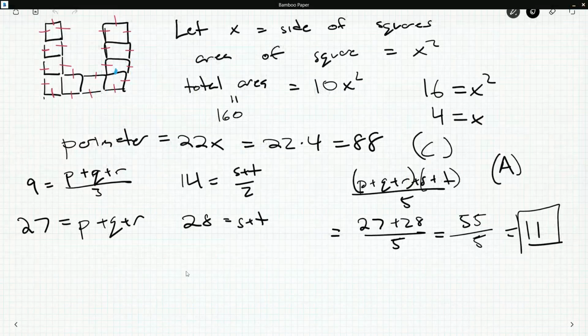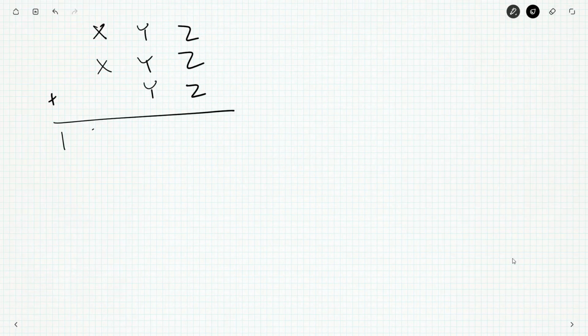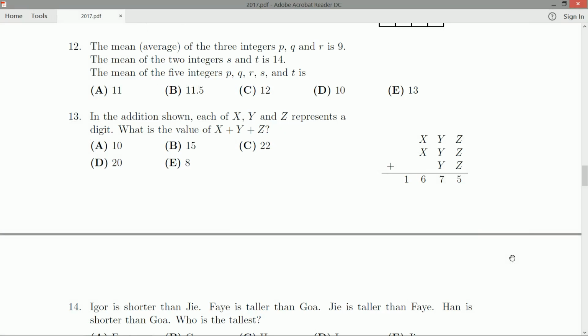I could probably fit the equation down here, but not enough space to work, so we'll just flip over to the next of our infinite number of pages. X, y, z, x, y, z, y, z. These all add up, and I think it was 1675. It was, okay.